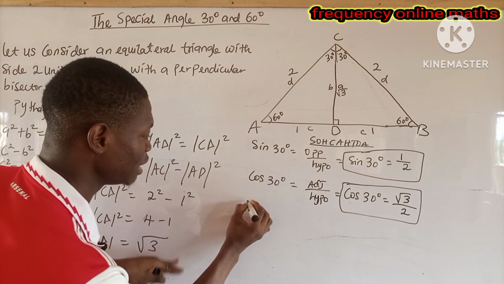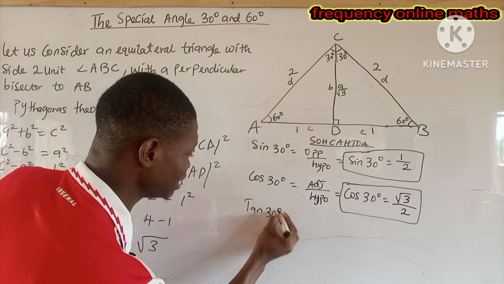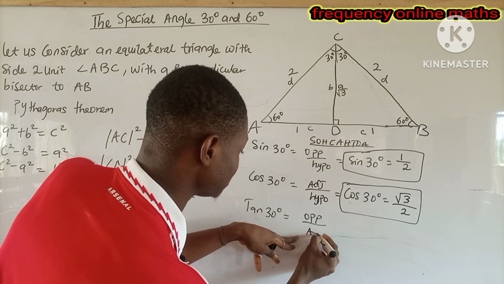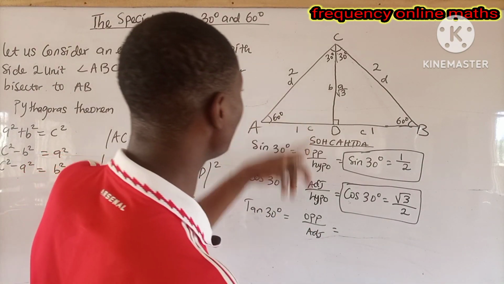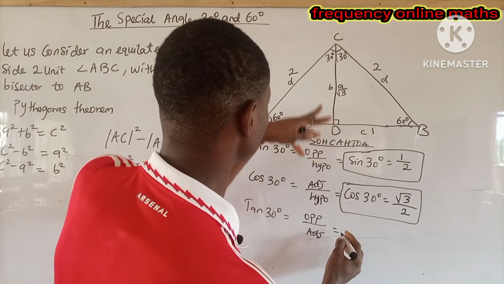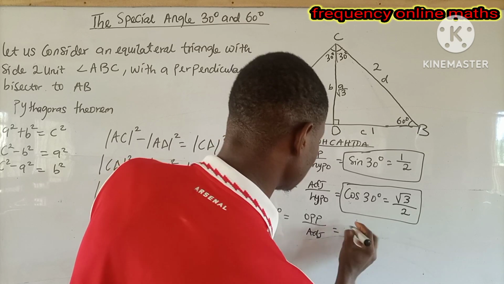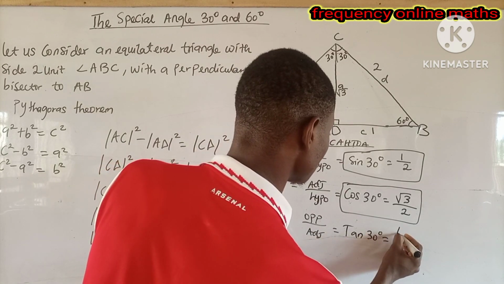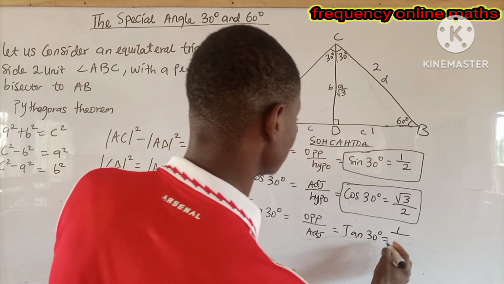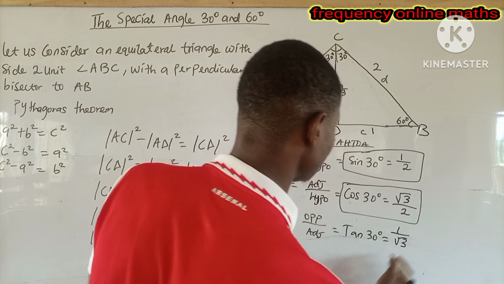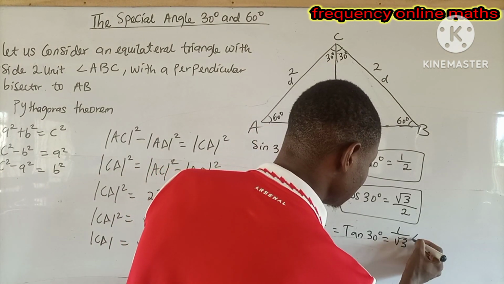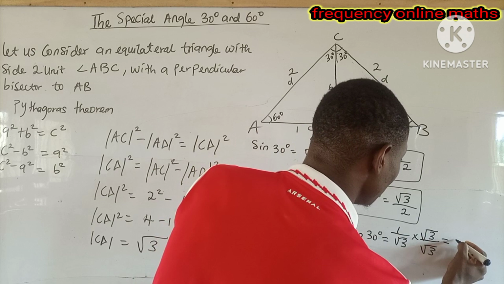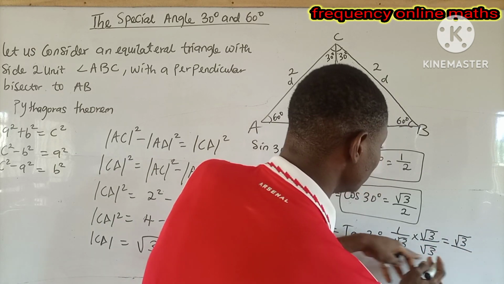So this is the value for cos 30 degrees. Then tan 30 degrees is equal to opposite over adjacent. So our opposite is what? 1. Okay. Tan 30 degrees is equal to what? Our opposite is 1 over, our adjacent is what? Root 3. So we can still rationalize. Root 3 times 1 is root 3 over, root 3 times root 3 is what?